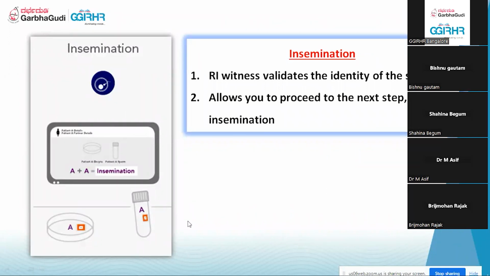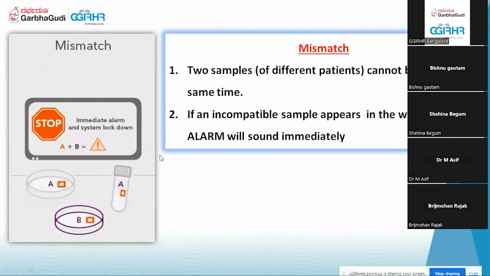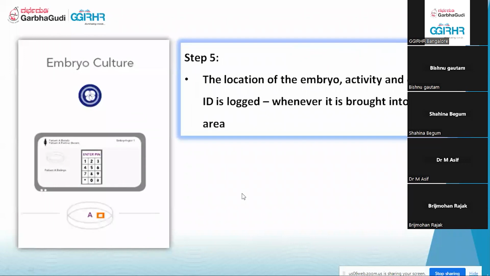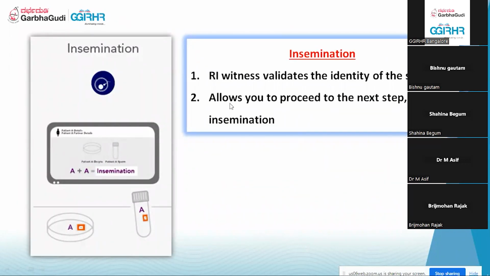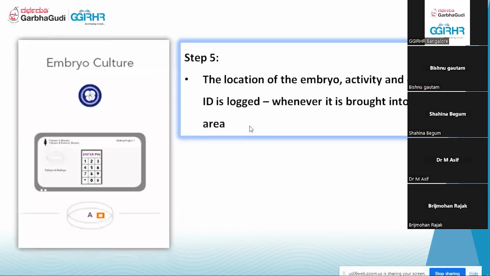This RI witnessing system traces from the beginning till the end of the procedure of the particular day. So during insemination also, that means during IVF, in vitro fertilization. See, there are two things, IVF and ICSI. During insemination also, it can monitor which sperm is going to the egg. And during embryo culture also, the location of the embryo, activity, and operator's ID is logged whenever it is brought into the work area.